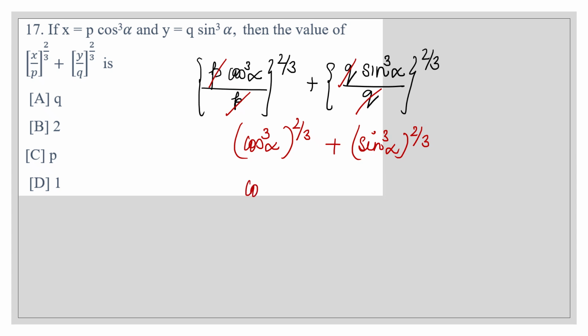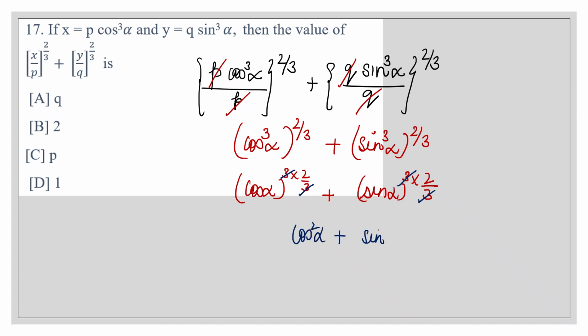So this can be written as cos alpha raised to the power 3 into 2 by 3 plus sine alpha raised to the power 3 into 2 by 3. Power of a power. This can be cancelled. So cos square alpha plus sine square alpha is 1.